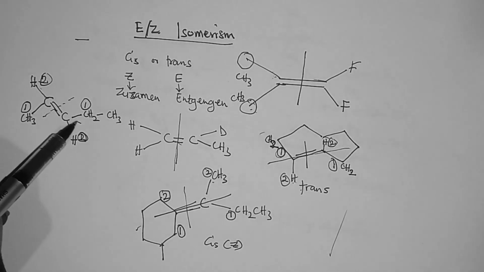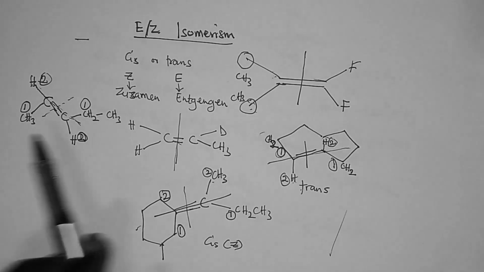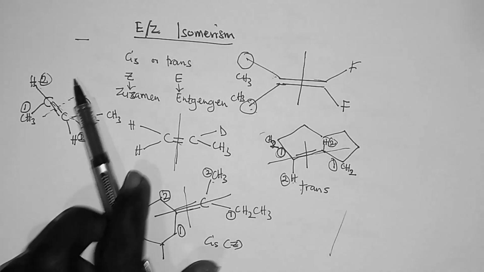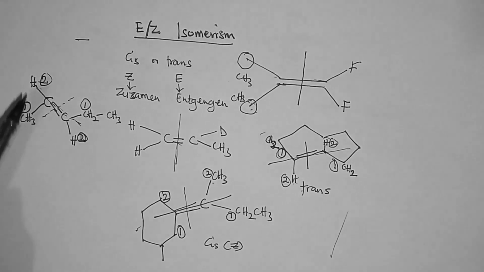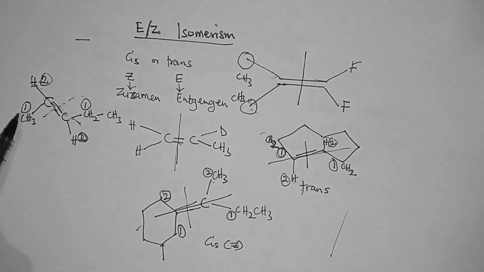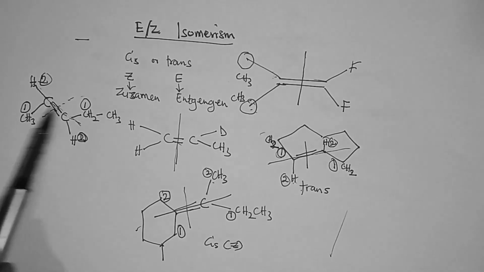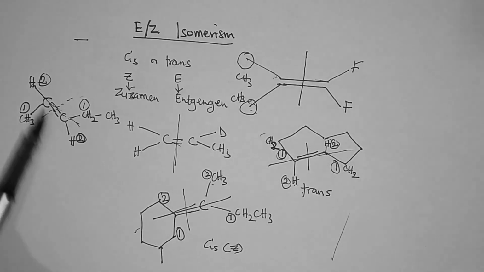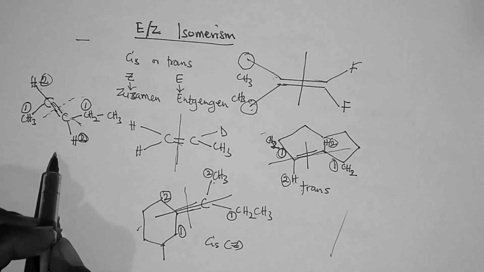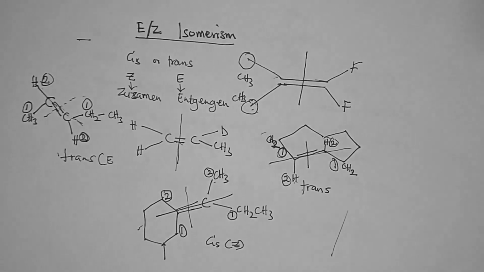So if we divide this double bond horizontally, you can see that at the upper part, the group of higher priority here is on top, and the one of higher priority here is at the down. So the groups of higher priority are on opposite sides of the molecule, and therefore this is a trans molecule. And since it's a trans, it's an E.